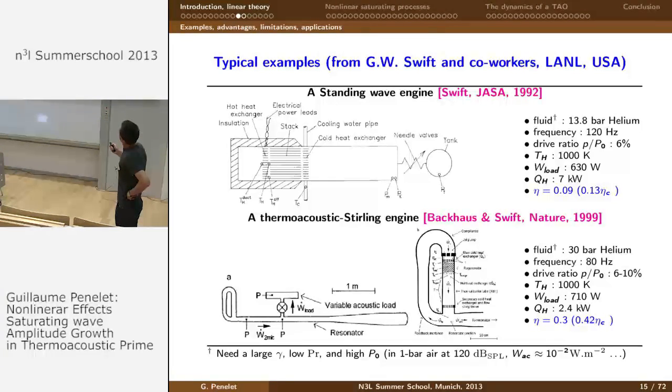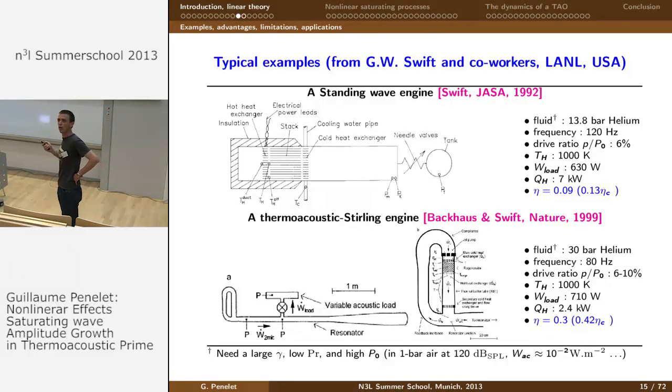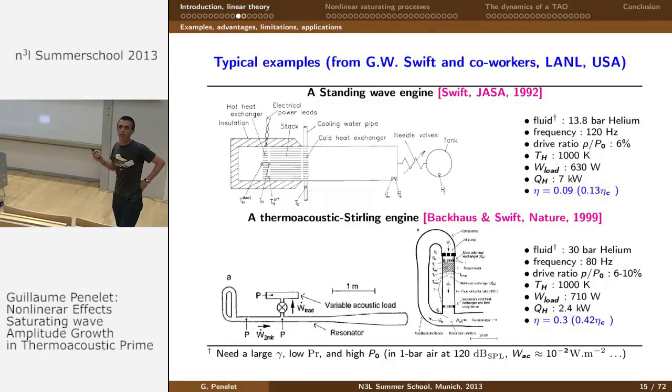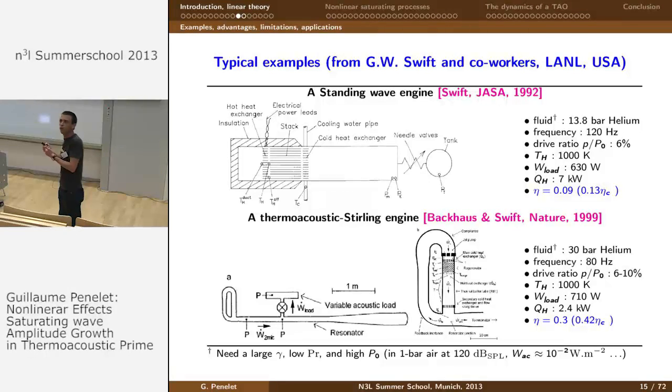Now this device is the traveling wave heat engine, so we recognize the loop here. Inside this loop we have the regenerator, and this is the acoustic load. So this device can provide up to 700 watts with an overall efficiency of about 30%. So the efficiency is high, and it is much higher than in the standing wave engine. Please note that both devices use a fluid which is pressurized helium. This is only to increase the power density of the acoustic waves.